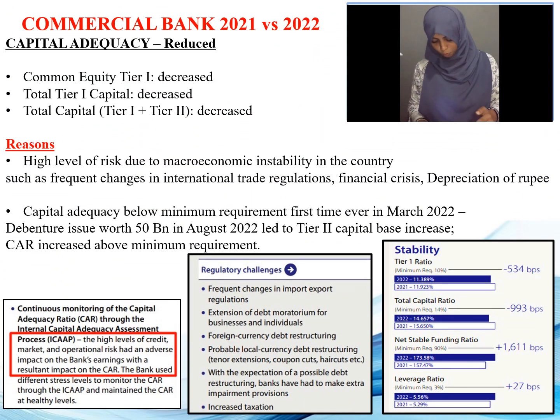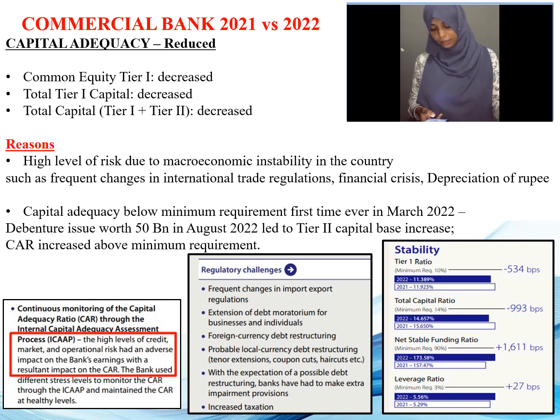When we then move into the commercial bank capital adequacy ratio, it has reduced. The common equity tier 1 is reduced, total tier 1 capital is reduced, and also the total capital ratio is reduced. The main reason, not only for the commercial bank but for all the banks, is the high level of risk due to the macroeconomic instability in the country. The frequent changes of international trade regulations, the frequent changes in imports and exports, then foreign debt restructuring, the financial crisis, and the depreciation of the rupee. These continuous regulatory changes without stability have led to a high level of risk.